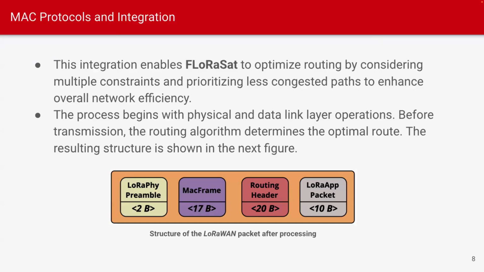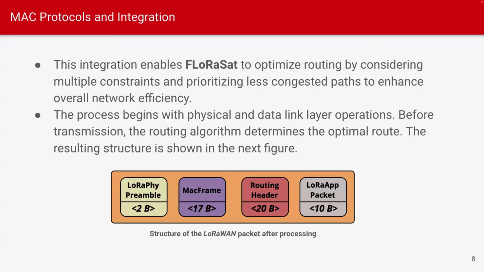So when you say that you prioritize the less congested path, are you using source routing or the other one? We are not giving more priority to that right now, but this integration has the potential to consider it. Right now the routing algorithm will work together with the MAC functionalities, so it will know which path has more congestion, so it will choose accordingly.